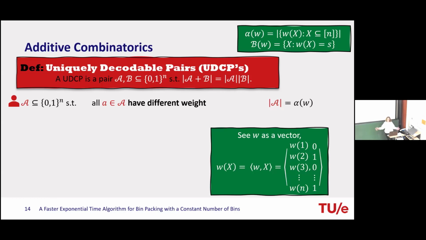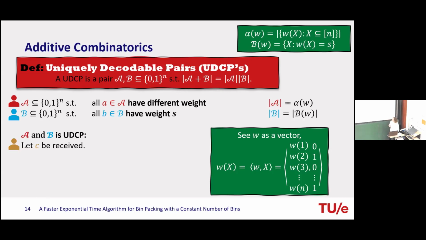And then I take A to be all the sets that have different weights. So I look at all the different weights that I generate. And then for each weight, I pick exactly one such set and I put it in A. So that's my A. And then the size of A is going to be equal to alpha of W. And for the set B, I'm going to have all the sets that have exactly this weight S. And again, I hope you agree that the size of B is then equal to B of W. And I'll show you now that A and B are a UDCP.